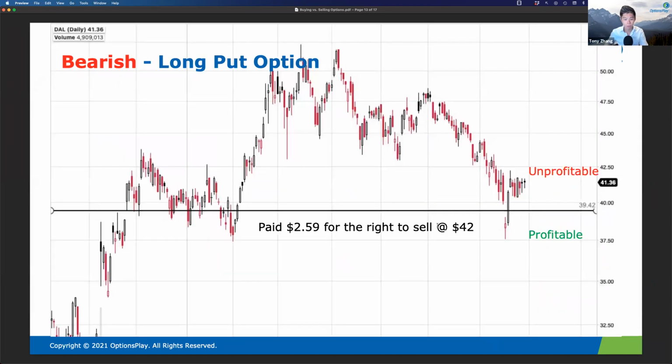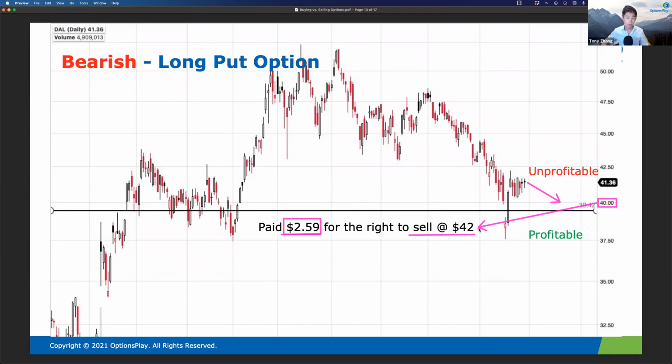So let's look at the put option here. So the buyer here paid $2.59 for the right to sell at $42. So if, let's say, the stock is currently at $41.35 and the stock was to decline to, let's say, $40. What that means is that I can sell the stock at $42 that I can buy on the open market for $40. So imagine being able to buy a stock for $40 and instantly selling it for $42. That gives you a profit of $2. But remember, you paid $2.59 to get into the trade.